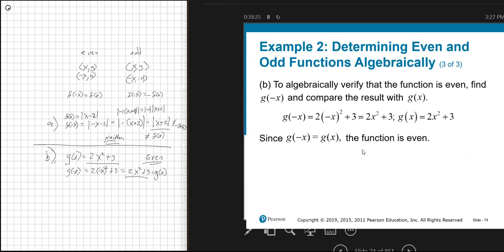And so they worked this one through the same way I did and got that it was an even function. So it's just a matter of replacing the x with a negative x, and then simplifying it appropriately. There's something here I need to talk about. If you have a negative x to the third power, that's just a negative x to the third, because when you cube a negative number, you get a negative number.